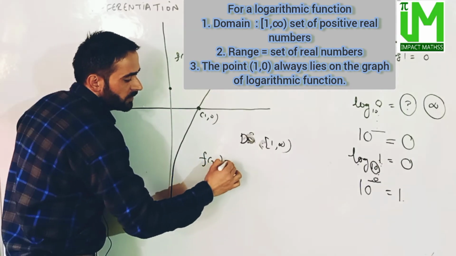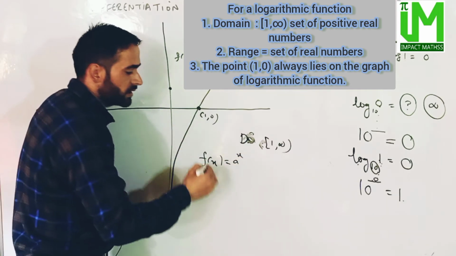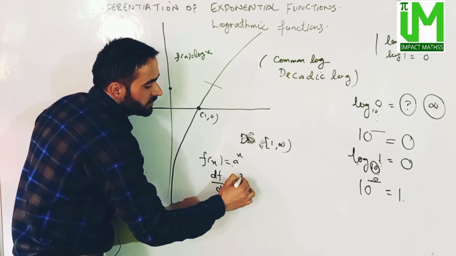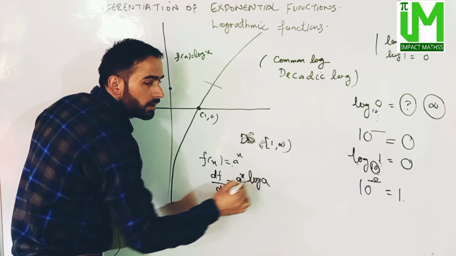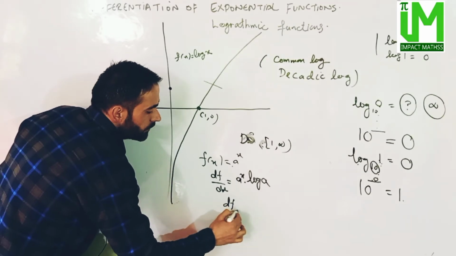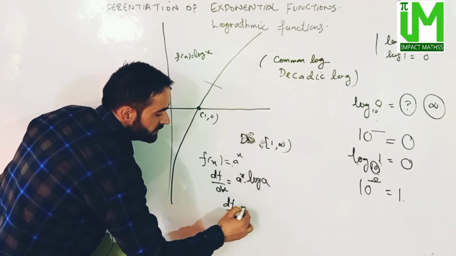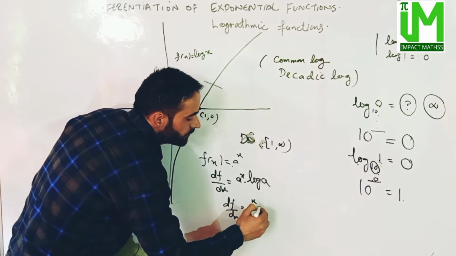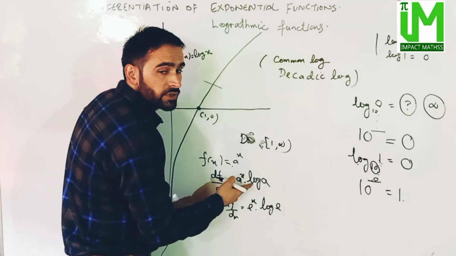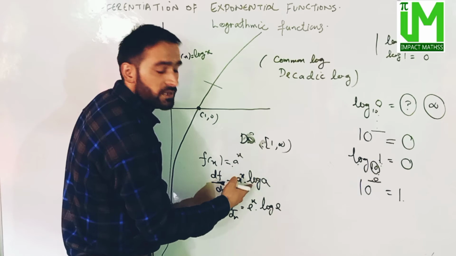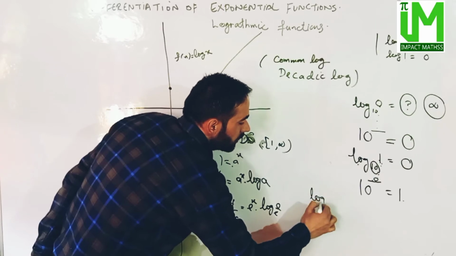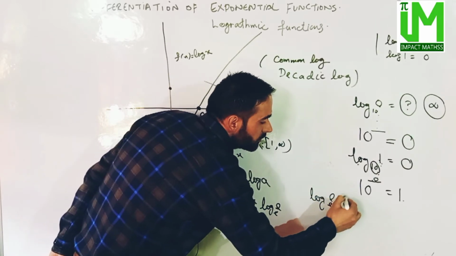Now f of x is equal to a raised to power x, an exponential function. Then what will be its derivative? It will be df by dx equals a raised to power x into log of a, that is, log to the base e. And if we have e raised to power x, its differentiation is e raised to power x into log of e. But as I told you, log a means log to the base e. Now what will be log e to the base e? This is equal to 1.